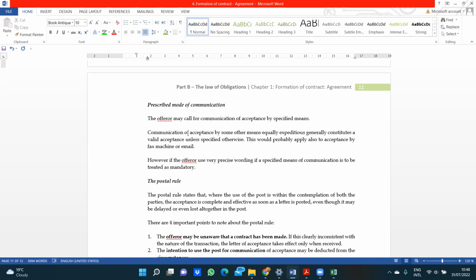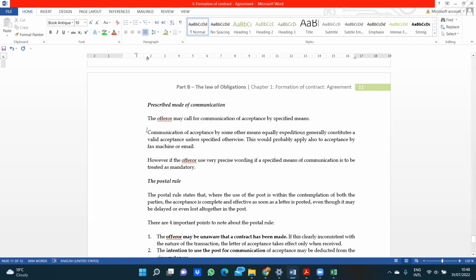The prescribed mode of communication: the offerer may call for communication of acceptance by its specified means. If the contract says that there is a prescribed means to communicate acceptance, the offeree must use this specified mode of communication.